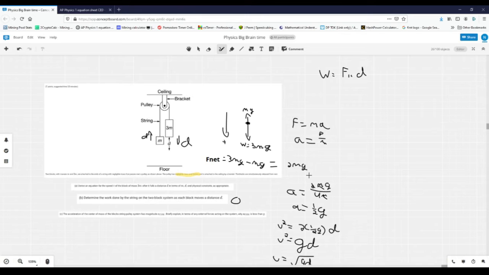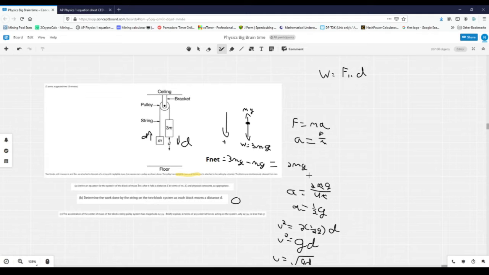So does everyone understand why B is the way that it is? I think so. So it's just because the tension force doesn't cause the acceleration, right? Correct. Doesn't cause the blocks to go. Yeah. Okay. So the work is done by gravity. The work is done by gravity.